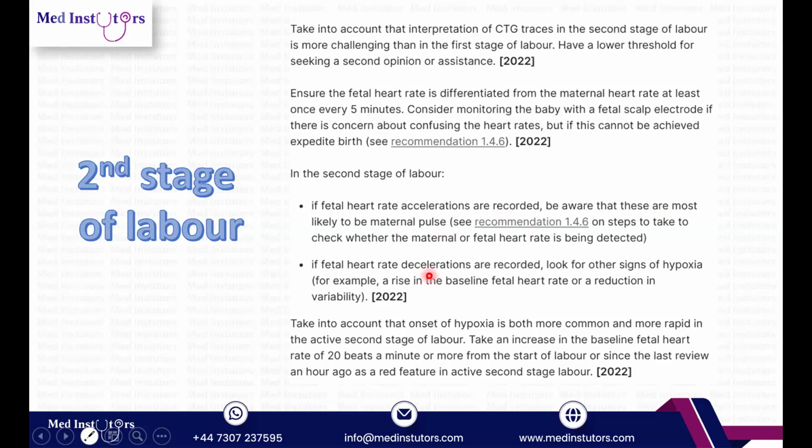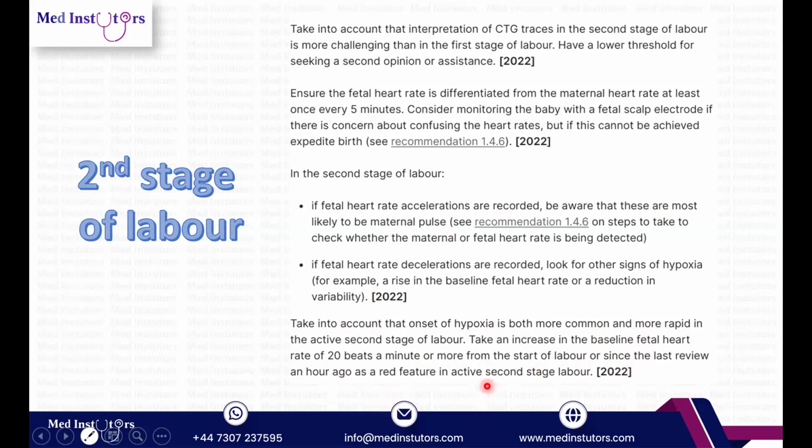If there are decelerations, look for other signs of hypoxia. For example, a rise in baseline heart rate or a reduction in variability. These are signs of hypoxia, okay, along with the deceleration. Take into account that onset of hypoxia is both more common and more rapid in the active second stage of labor. Take an increase in the baseline of 20 beats per minute or more from the start of labor or since the last review as a red feature in active second stage of labor.